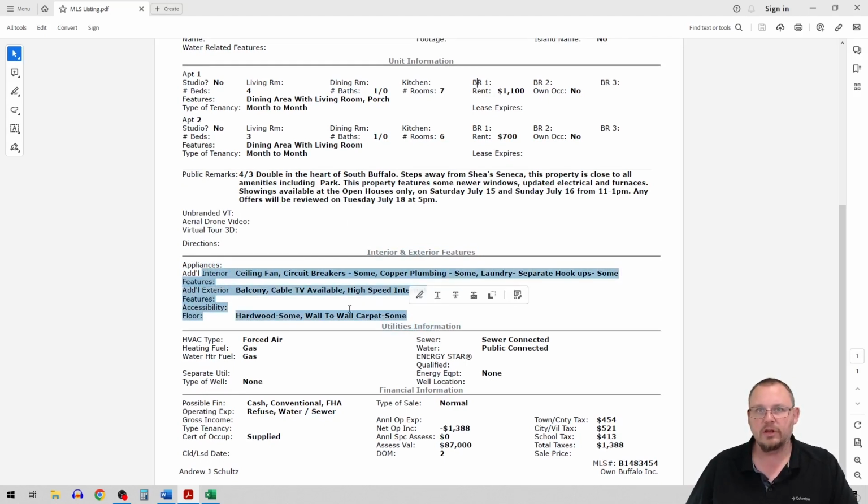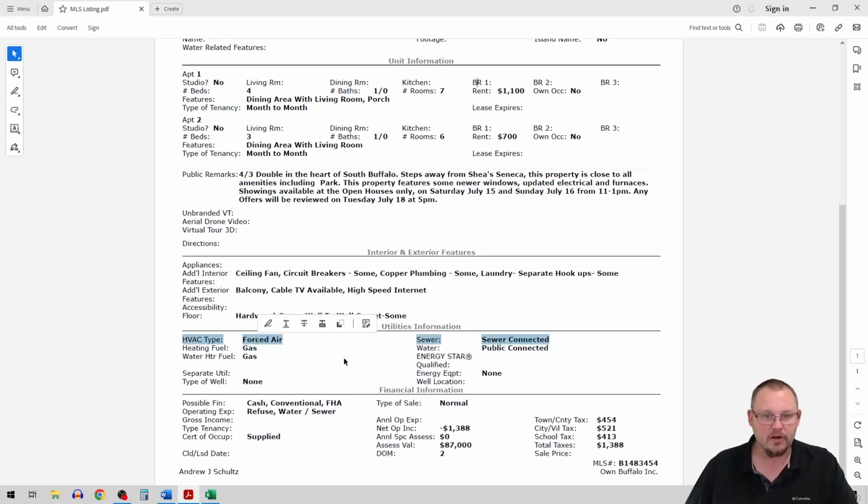This information is only as good as the agent that's putting the listing in. I'm not sure who the listing agent was on this one, so I'm not exactly sure how trustworthy the information is, if you will. But down here, you can see HVAC type is forced air. That's pretty common. You're going to see mostly either boilers or forced air units here in the Buffalo market. Heating fuel is gas. Water heater is also gas. Pretty typical to see gas or electric on that. And then obviously we do have both public sewer and public water here.